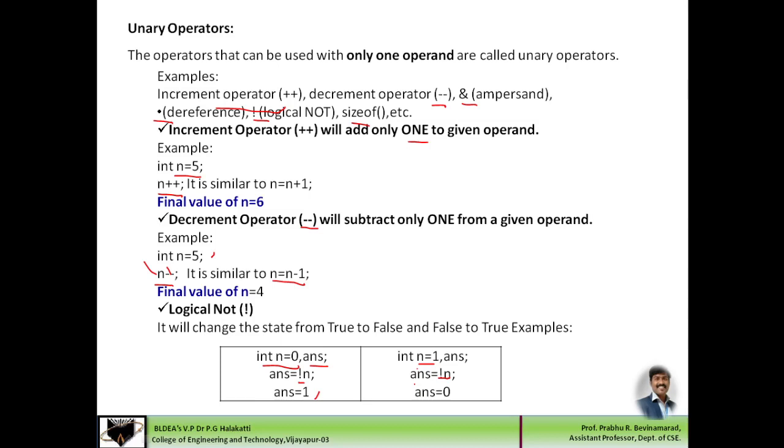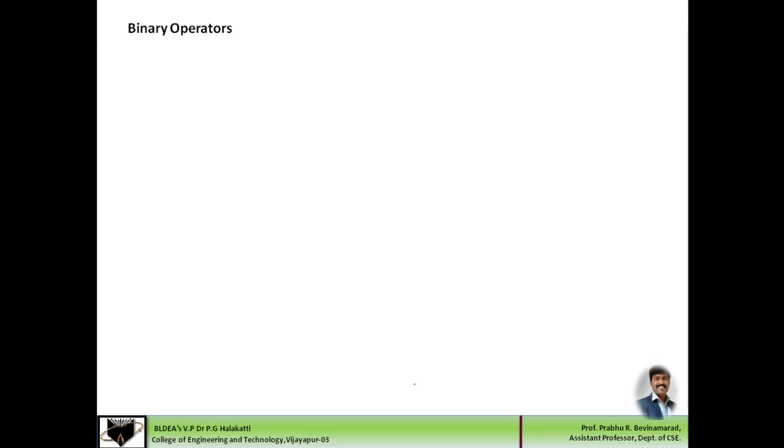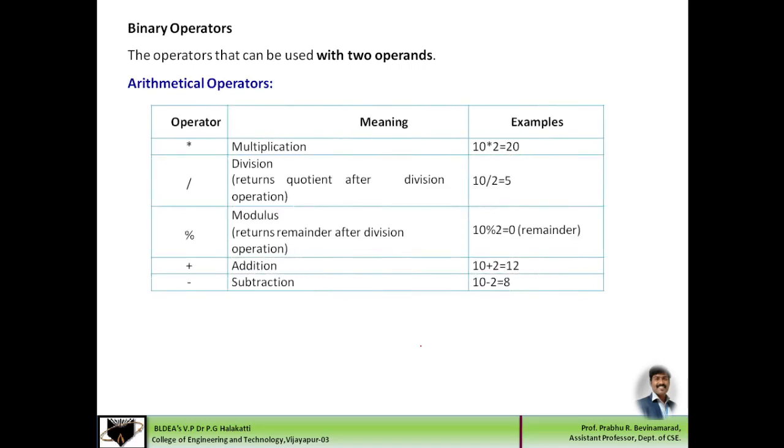So in summary, a unary operator will take only one operand, and a particular operation will be performed. And what is meant by binary operators? The binary operators will take two operands, and a particular operation will be performed. So let us first understand what is meant by arithmetic operators. The arithmetic operators are nothing but addition, subtraction, multiplication, division, and this is called the modulus operation.